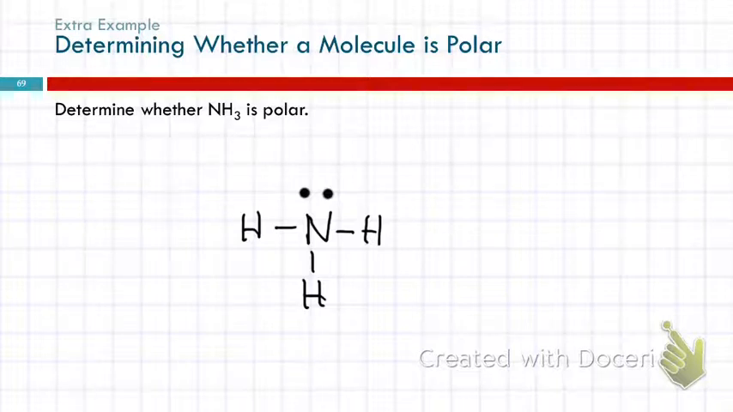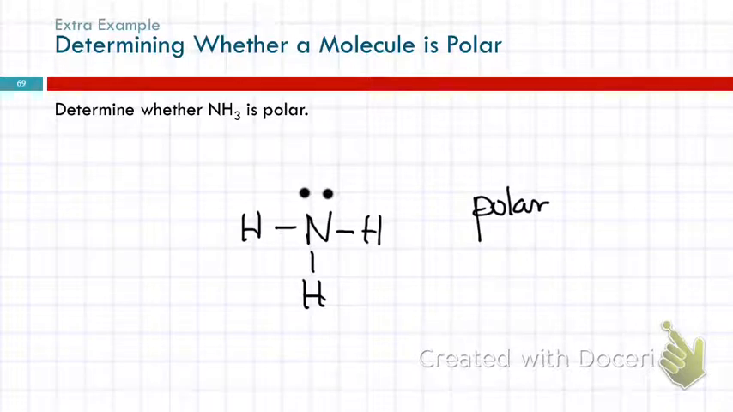And then we ask ourselves the two questions. Are there lone pairs on the central atom? There are lone pairs. So that first statement, no lone pairs on the central atom, is not true. We don't even have to go to the next step. This is a polar molecule. Polar molecules are asymmetrical. They don't have their charge evenly distributed.